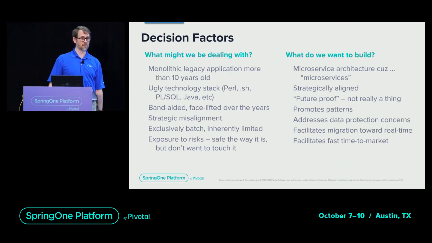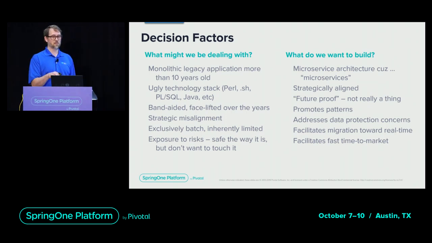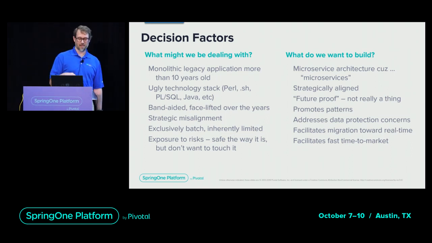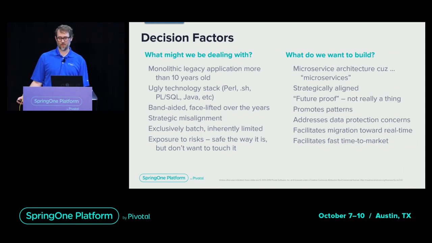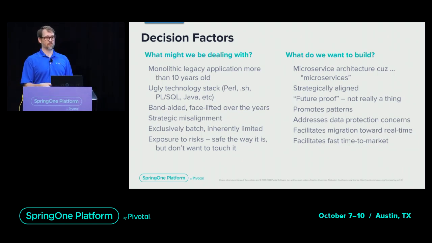It's been band-aided and facelifted over the years. And when I say strategic misalignment, I don't mean that we purposely didn't align the solution with its functional requirements. What I meant was that the technology stack that the solution is built on and the architecture of the solution is no longer aligned with our enterprise strategic direction. It's exclusively batch, it's inherently limited, and touching it scares us, right? It's exposure to risk. If it's not broke, don't fix it, but if you have to enhance it, all bets are off. Usually the person that built these systems is no longer with the company and they've taken a lot of their intellectual property with them.